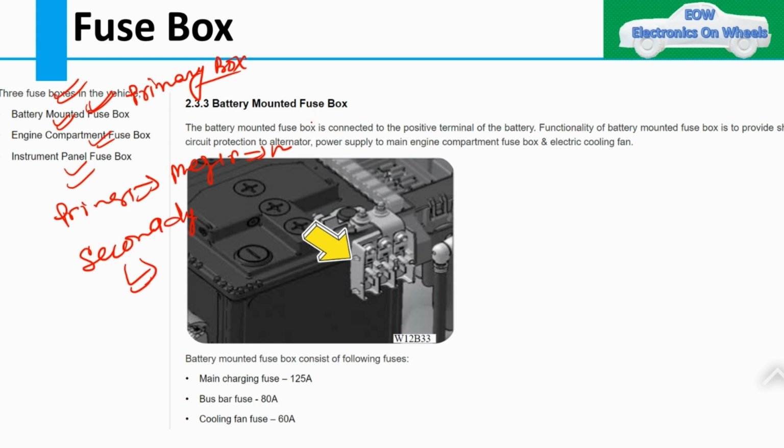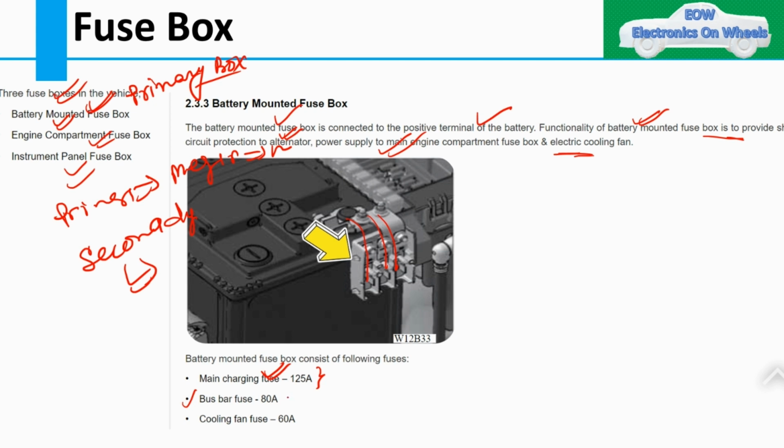So the battery mounted fuse box is nothing but the primary fuse box. It is connected to the positive terminal of the battery. Its functionality is to provide circuit protection to the alternator, and power supply to the main engine compartment fuse box and the engine cooling fan. There are three fuses you can see mounted on the battery itself. First, the main charging fuse, which is 125 amps.